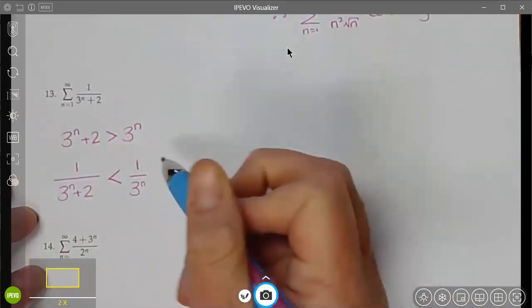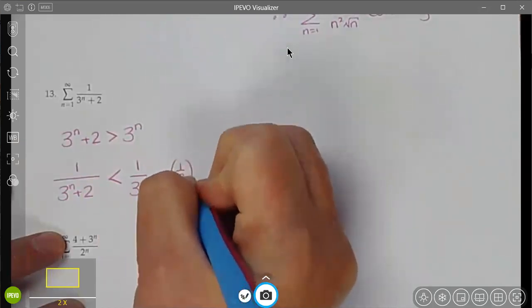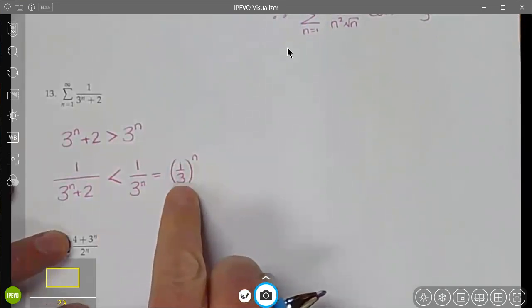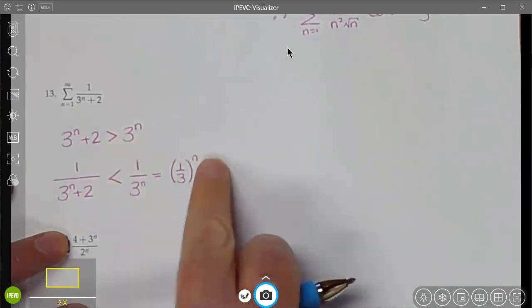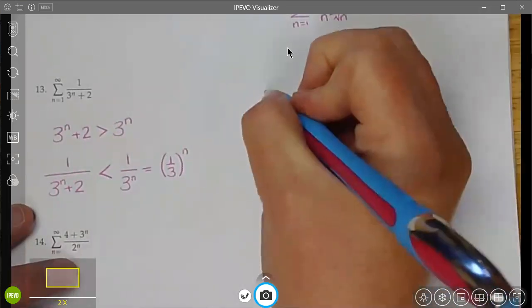And I'm going to simplify this 1 over 3 to the n. That's 1/3 to the n. So now I have a number raised to the n. So it looks like a geometric series. And 1/3 is my r. It's less than 1, so it converges. So again, I have this piece that converges, so it'll force this to converge. It means I'm ready for my write-up.